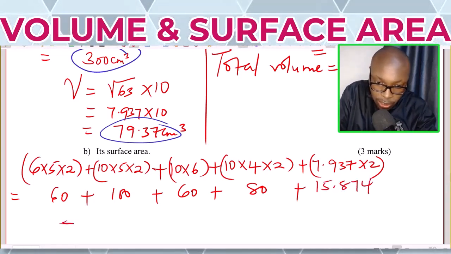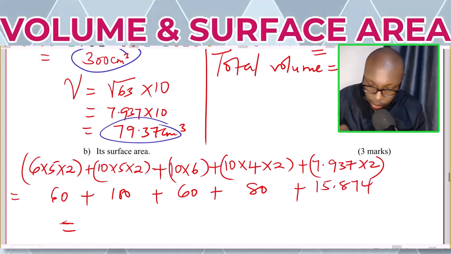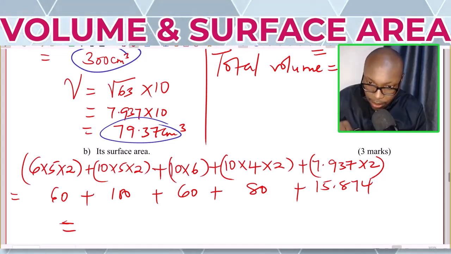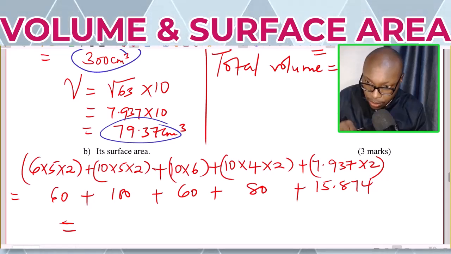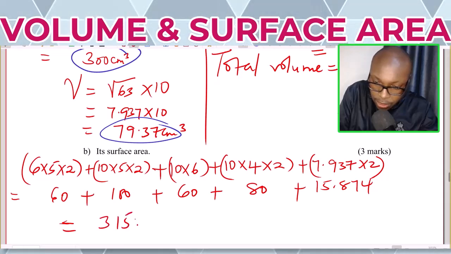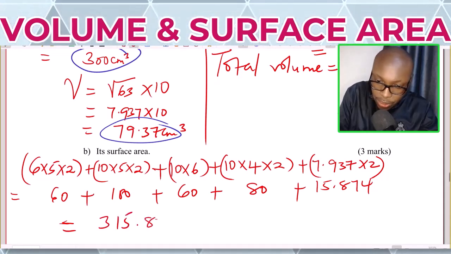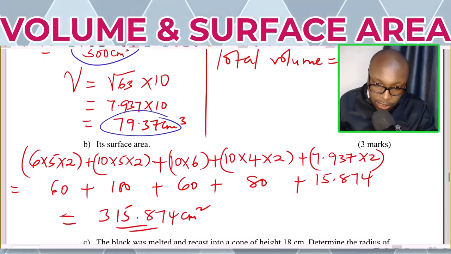Now we can get the total. The total, we have 60 plus 100 plus 60 plus 80 plus 15.874. So this gives a 315.874 centimeters squared. So that is the surface area.